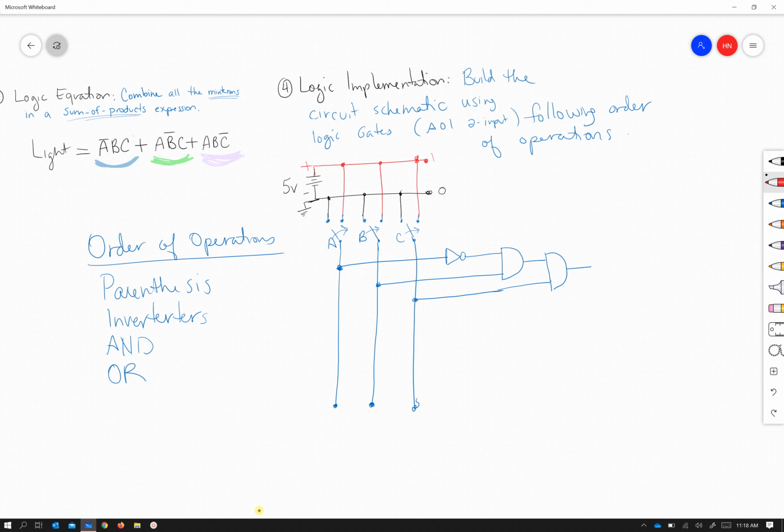Let me highlight in orange the signal names that are going into my logic gate. A is going in right there from the switch A. The opposite of A is coming out of that inverter. In the second wire, we have B going into the AND gate.